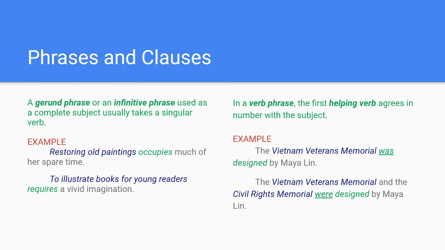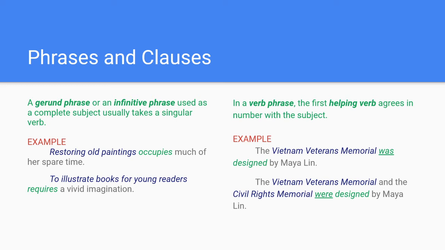The next example is an infinitive phrase. To illustrate books for young readers requires a vivid imagination. Even though that noun readers is part of our infinitive phrase, just like paintings was part of our gerund phrase, the phrase itself takes a singular verb. One of the ways you can kind of get a sense for why, because those phrases are acting as nouns, you can replace them with the pronoun it. And in that case, you have a singular pronoun, which is why your verb is going to be singular. It occupies much of her spare time.